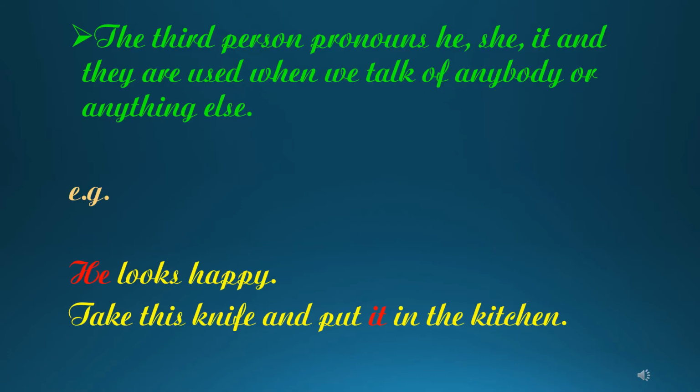The third person pronouns he, she, it, and they are used when we talk of anybody or anything else. When we talk about anybody or anything else, we can use the third person pronouns such as he, she, it, and they. Example, he looks happy. Take this knife and put it in the kitchen.